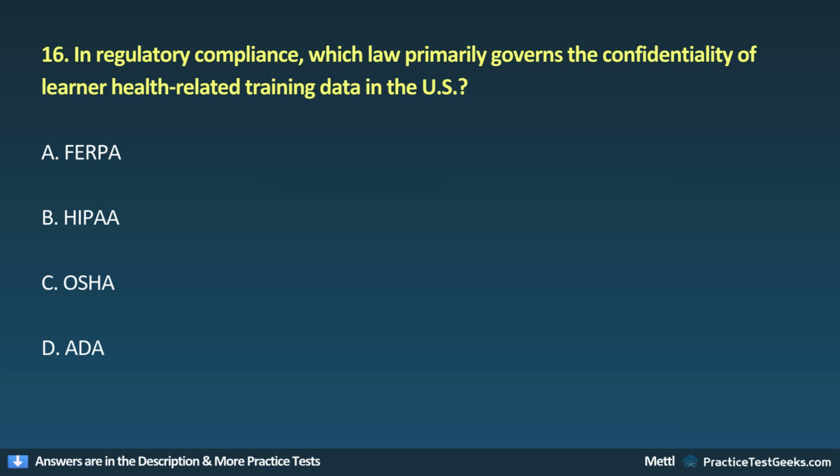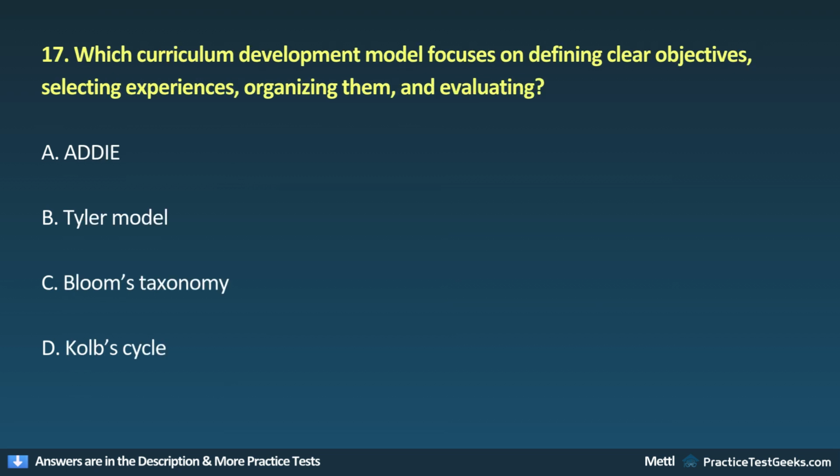C. OSHA. D. ADA. 17. Which curriculum development model focuses on defining clear objectives, selecting experiences, organizing them, and evaluating? A. ADDIE. B. Tyler model. C. Bloom's taxonomy. D. Kolb's cycle.